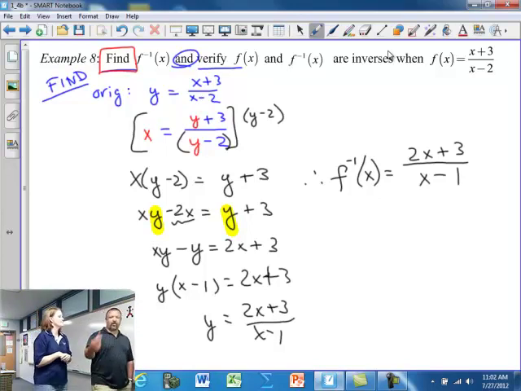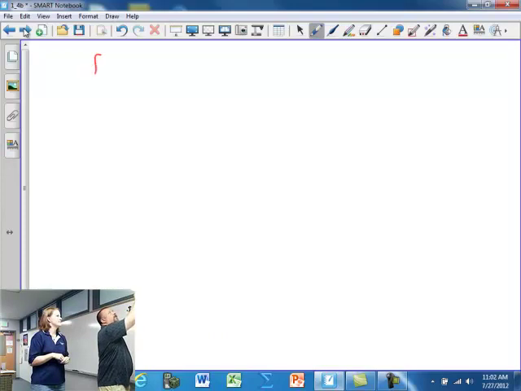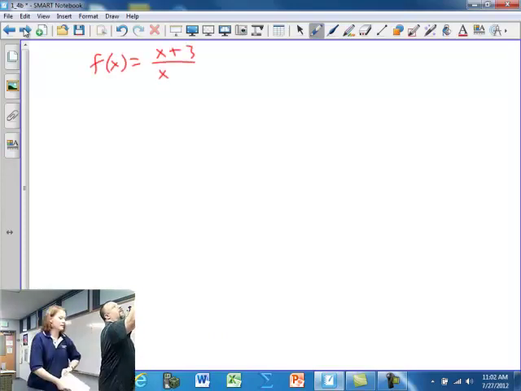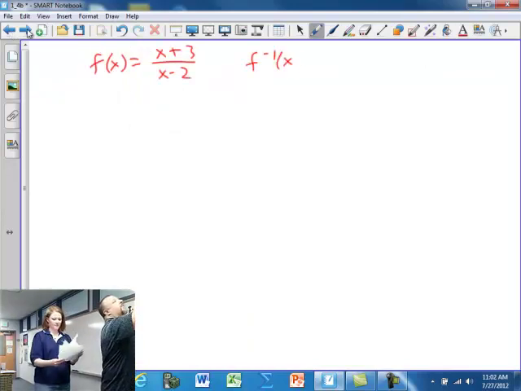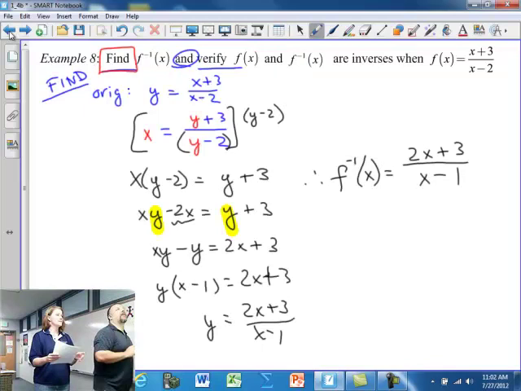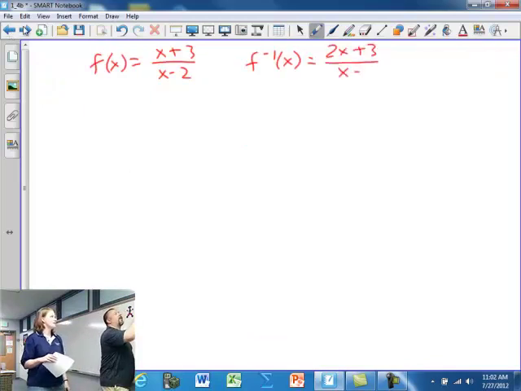Okay, we found it. Now we need to verify. Hey, you notice on your notes you have a whole page? Get a new page. You're going to need some more space. So here's the deal. We have f of x was (x plus 3) over (x minus 2), and f inverse of x was (2x plus 3) over (x minus 1), correct? Yes, it was. So now we're going to verify.